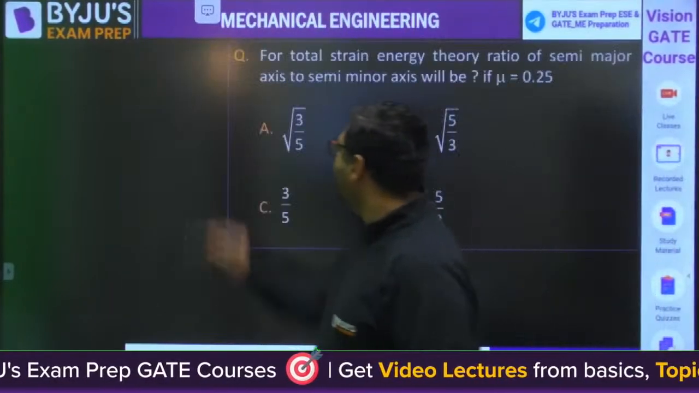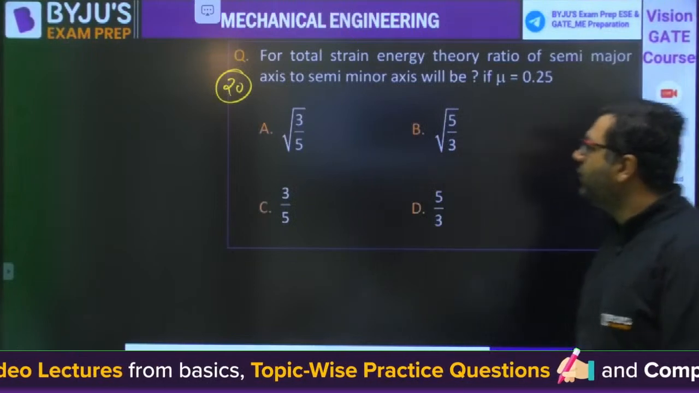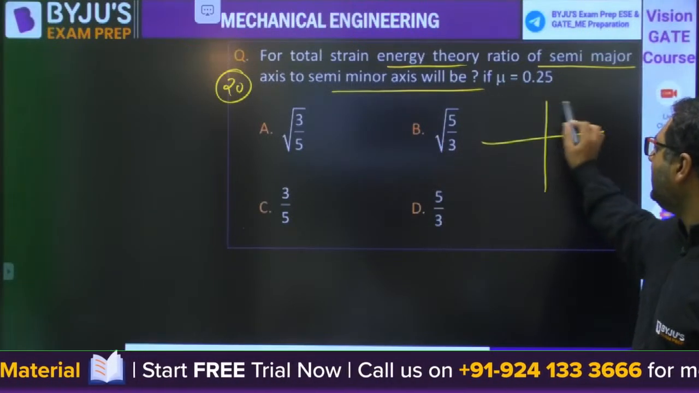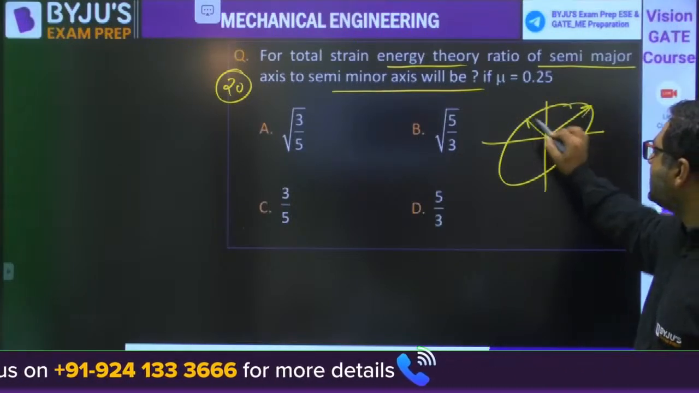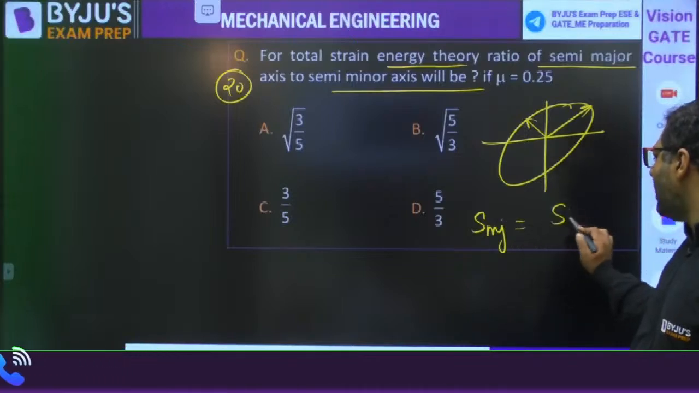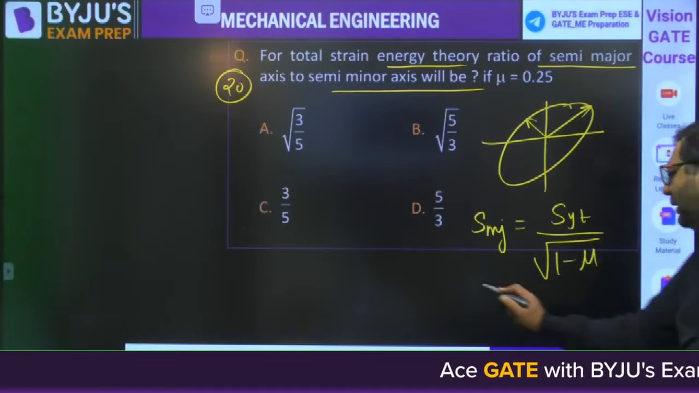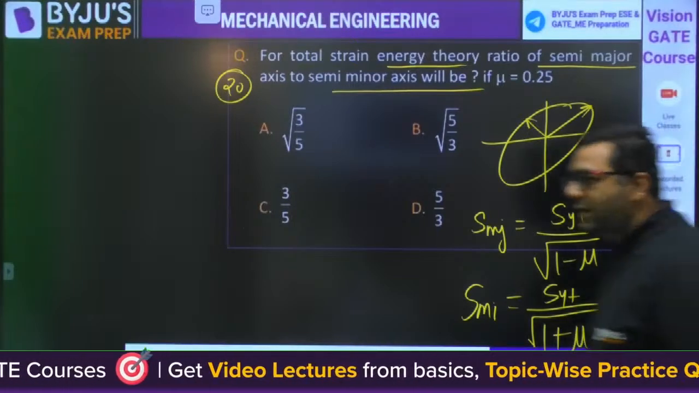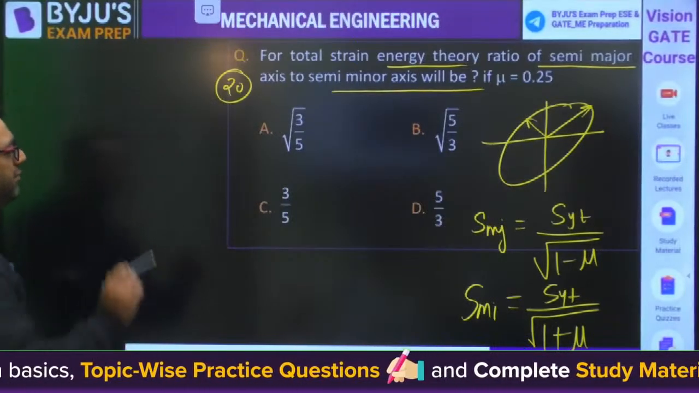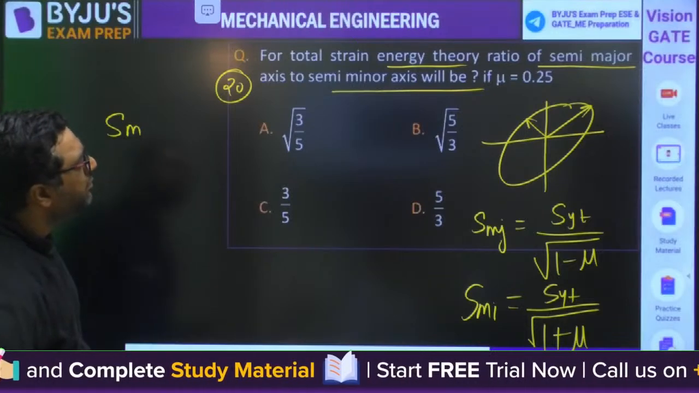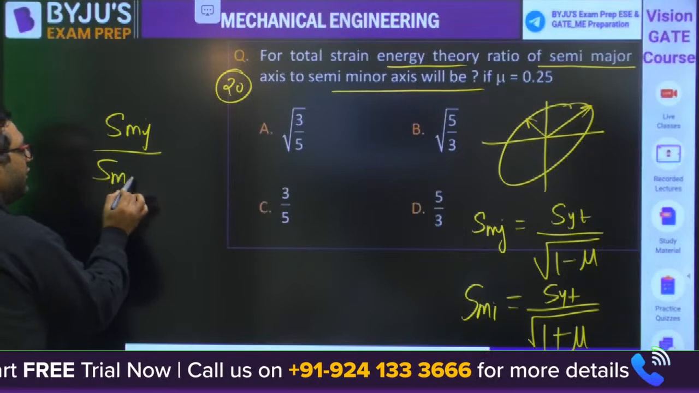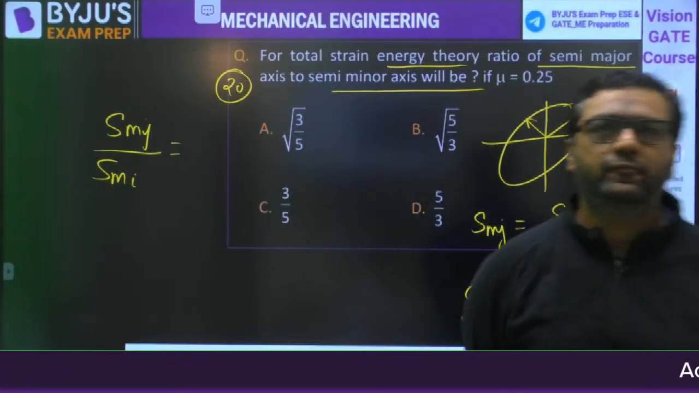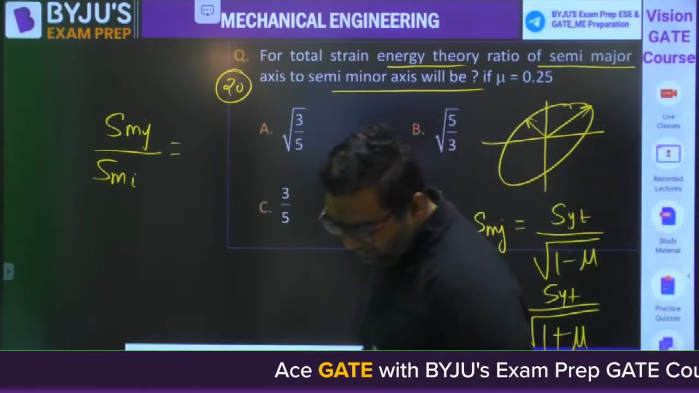So guys, this is the question number 20th now. This is from theory of failure, machine design. For total strain energy theory, the ratio of semi-major axis to the semi-minor axis. If you remember, in MSET we are getting an ellipse. This is the semi-major, this is the semi-minor. So semi-major axis is SYT divided by square root of 1 minus mu. And semi-minor axis is SYT divided by square root of 1 plus mu. So my dear, you need to find out the ratio of semi-major to the semi-minor. What would be the answer, guys?